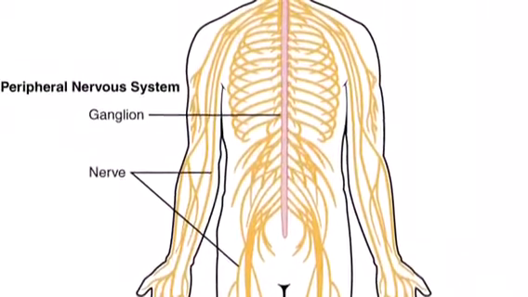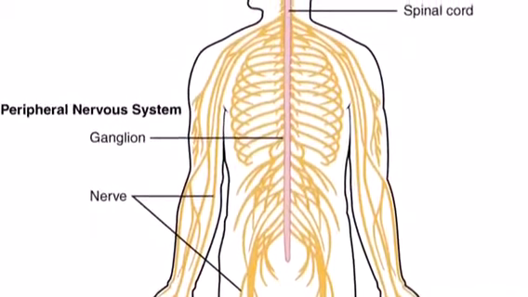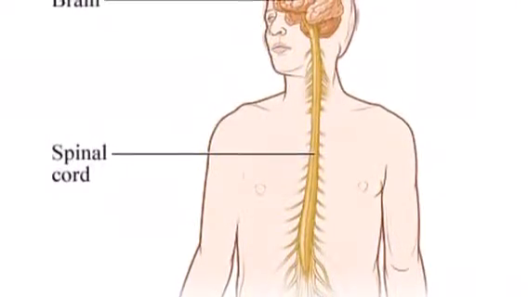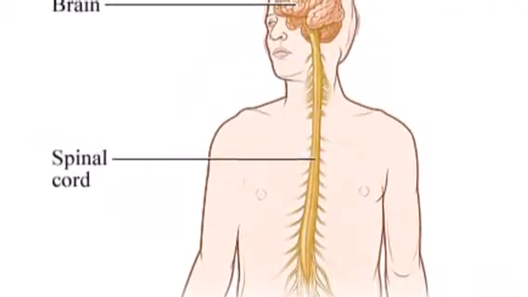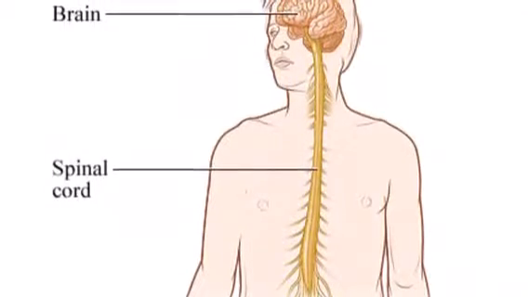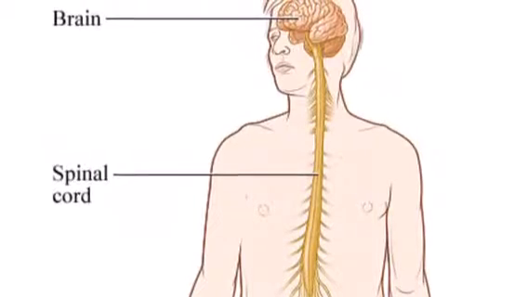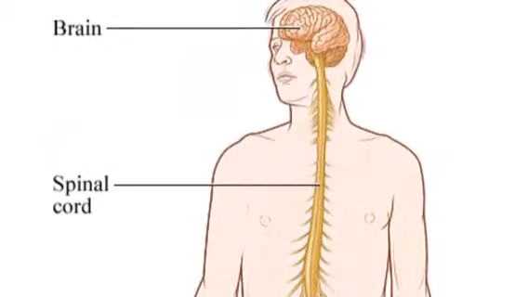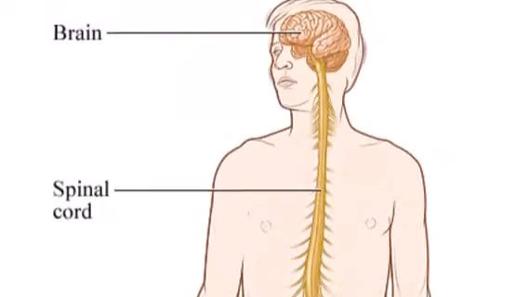Human Body Project, Nervous System. The nervous system collects information about the body's internal and external environments, processes that information, and then responds to it. The major components of the central nervous system are the brain and spinal cord, which process that information and create a response that is delivered to the appropriate part of the body through the peripheral nervous system.